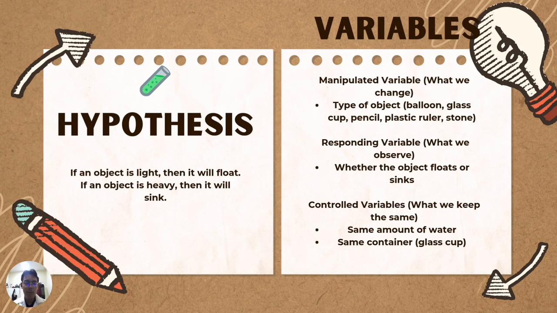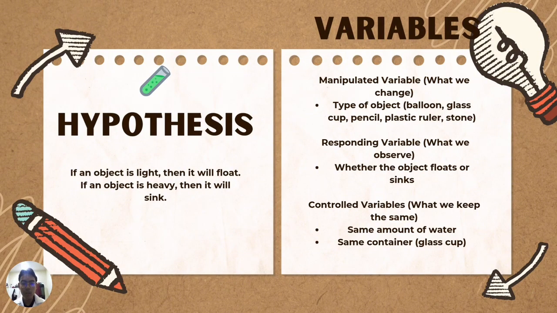And for the next one, which is our hypothesis: if an object is light, then it will float. If an object is heavy, then it will sink. The variable for the first one is the manipulated variable. What we can change when we do the experiment, like balloon, glass cup, pencil, and plastic ruler.